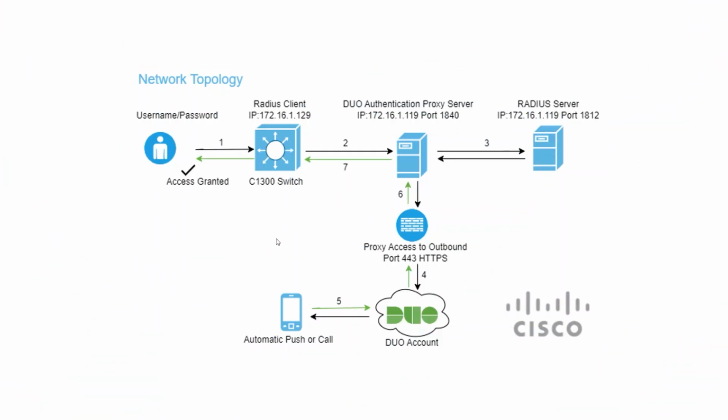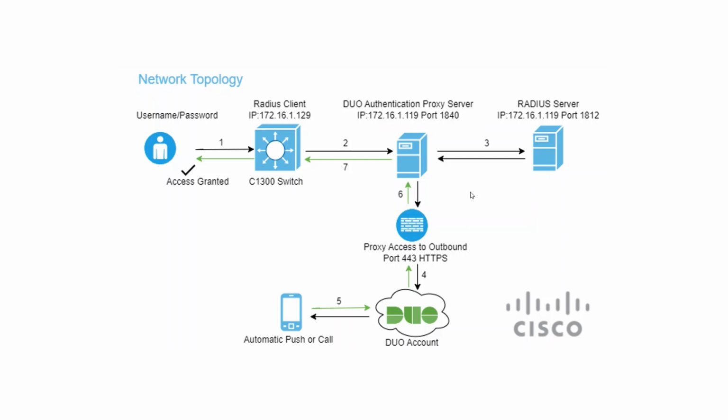Here's an overview of the process. When a user tries to access the switch via the web user interface's login page, the request is first sent to the Duo Authentication Proxy server at IP address 172.16.1.119 using port 1840. In this setup, I also have a RADIUS server at the same IP, utilizing port 1812.